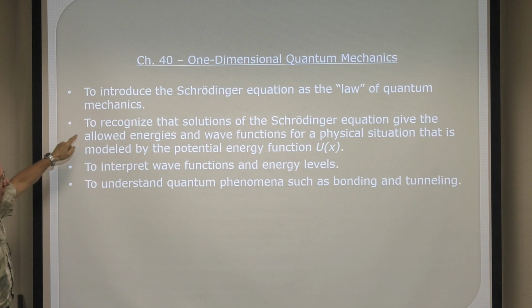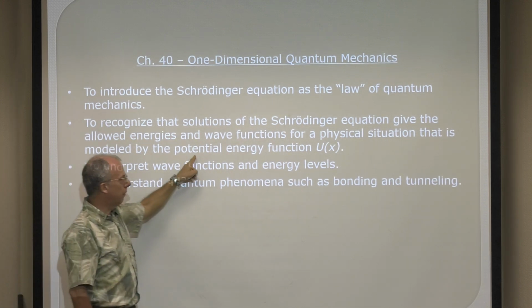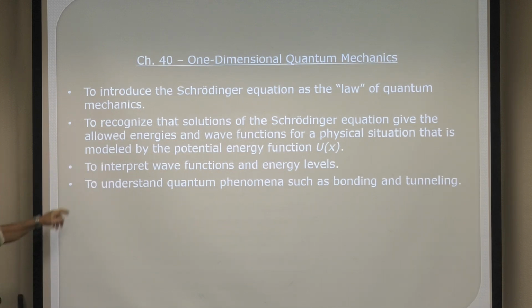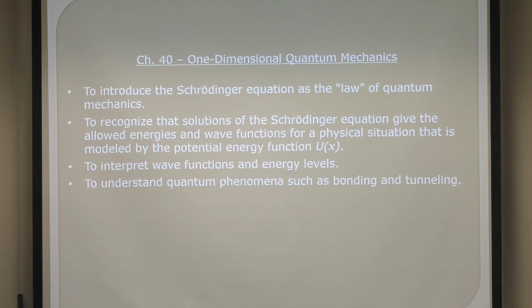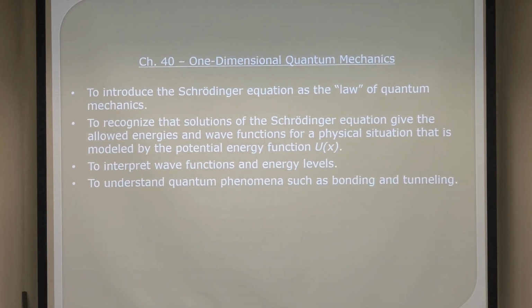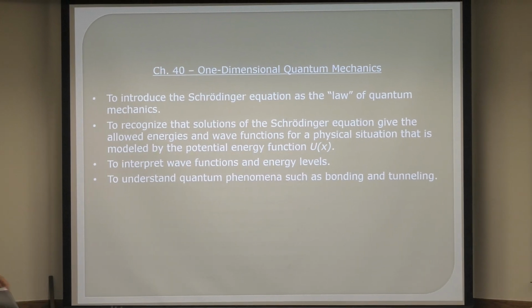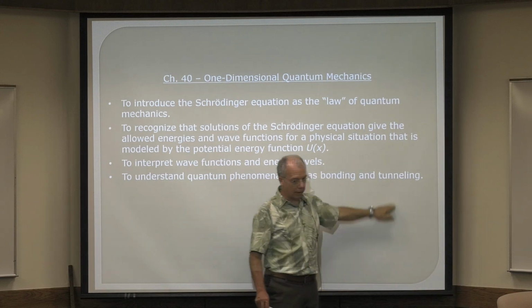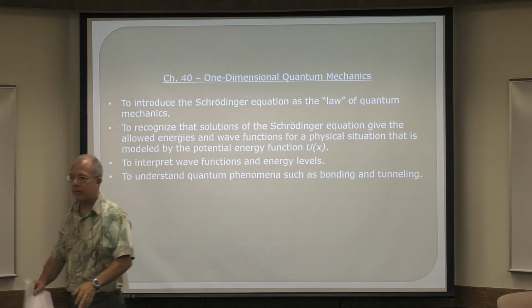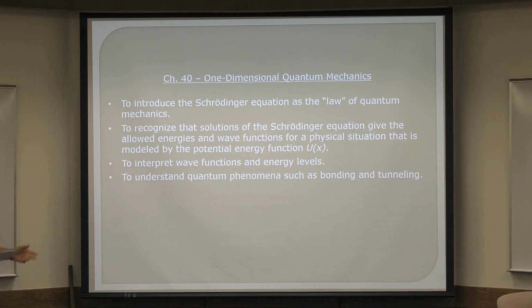All right, so to recognize that solutions of the Schrodinger equation give the allowed energies and wave functions for a physical situation that is modeled by the potential energy function U(x). We're going to interpret wave functions and energy levels, and we're going to understand quantum phenomena such as bonding and tunneling. We won't do much on bonding, but we're going to do a lot on tunneling. Tunneling is completely impossible according to classical physics, but it happens. So it's totally a quantum phenomenon.